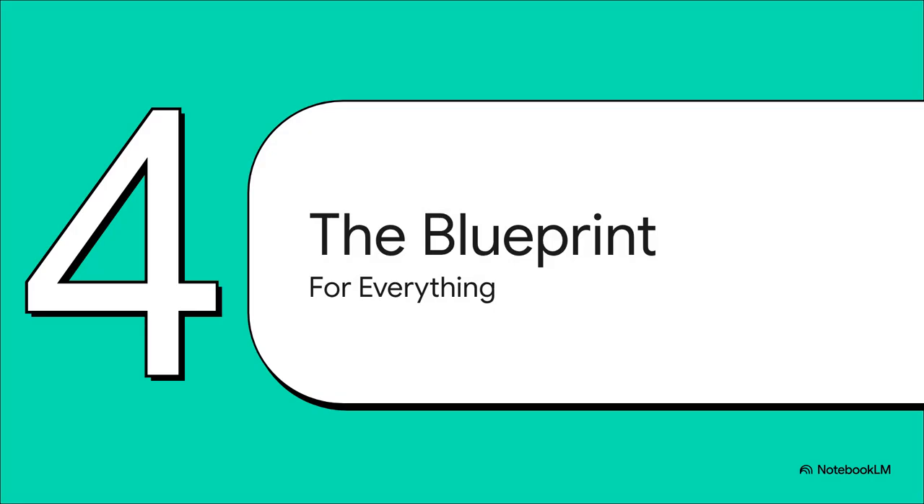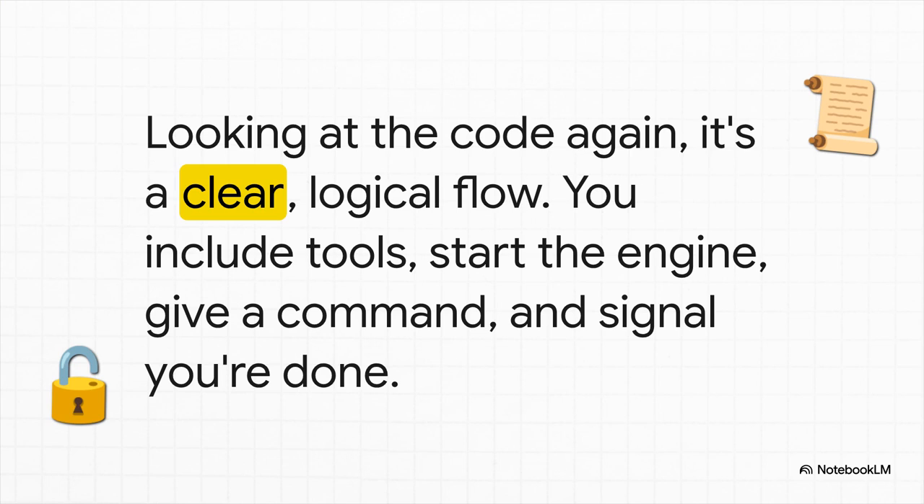Okay, let's zoom out for a second and look at the big picture. All these little pieces we just talked about, the include, the main, the braces, the semicolon, they're not just a random collection of rules. They fit together to form a blueprint, a logical, reusable blueprint that's the foundation for pretty much every C++ program you'll ever see. So let's look at that code one more time. It's not so scary now, is it?